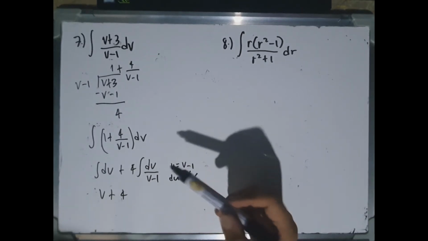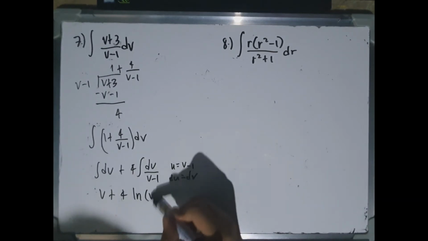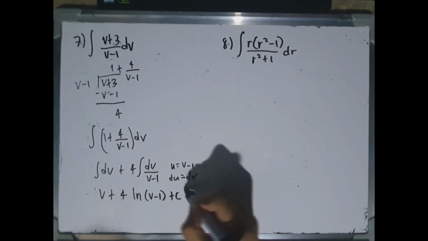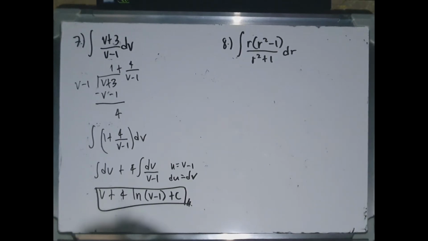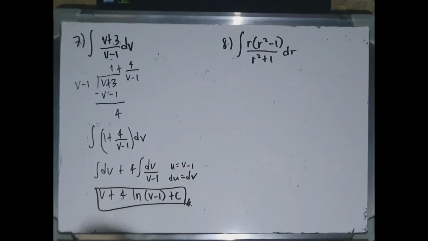So the form of du over u, that is ln of u, or ln of v minus 1 plus c. This will be our final answer with the use of the algebraic method. How about transforming number 7 in terms of u?